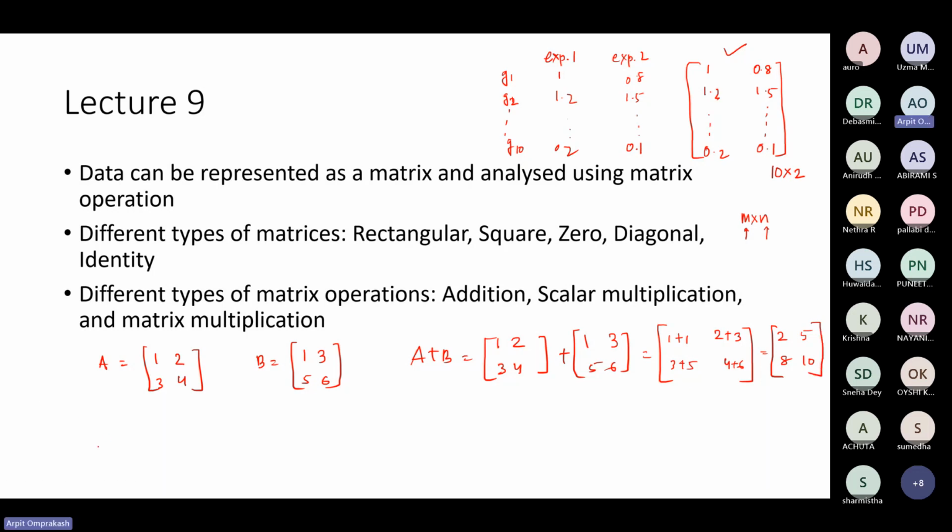Scalar multiplication with a matrix is also similar to scalar multiplication in the case of vectors. So let's say to the A matrix here, we want to multiply it by 2. So 2A is given as: all the individual elements will be multiplied by 2. 2 into 1, 2 into 2, 2 into 3, and 2 into 4. That gives 2, 4, 6, 8.